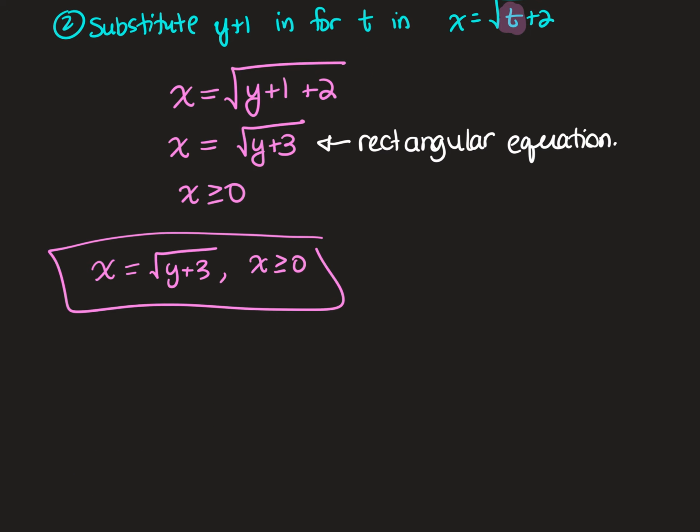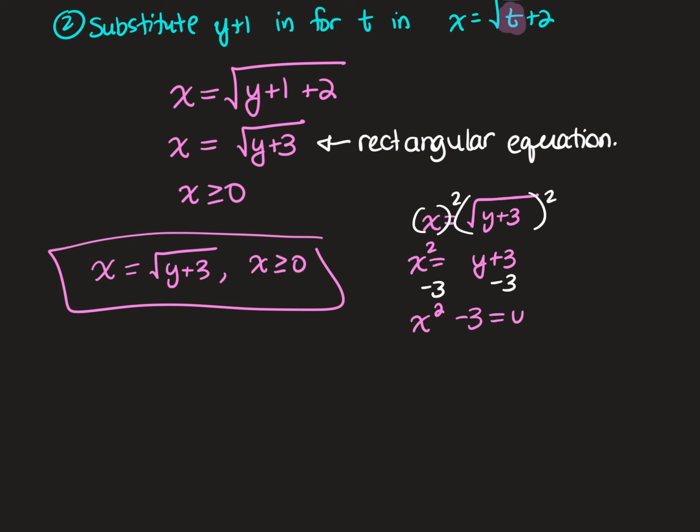So what does that look like when we graph it? Let's go ahead and sketch the graph. So to do that, I'm going to take my x equals the square root of y plus 3 and square both sides. That's going to give me x squared equals y plus 3. And then let me subtract 3 from both sides. So I get x squared minus 3 equals y.